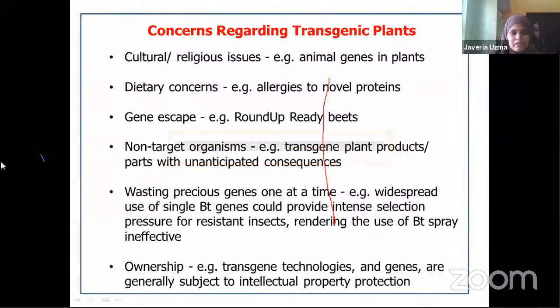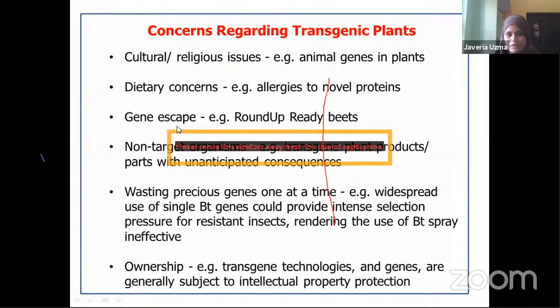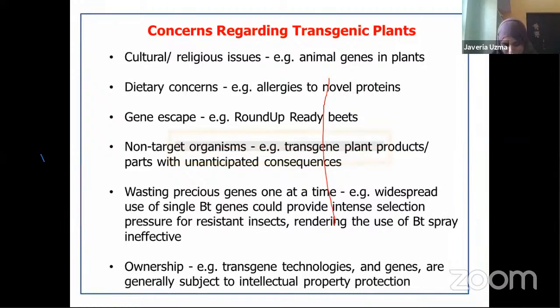They may become antibiotic resistant or antibiotic tolerant. Because genes may escape from Roundup Ready beets or Roundup Ready soybeans into the weeds, gene escape may happen. Then wasting precious genes one at a time. That is, widespread use of single Bt genes could provide intense selection pressure for resistant insects, rendering the use of Bt spray ineffective.